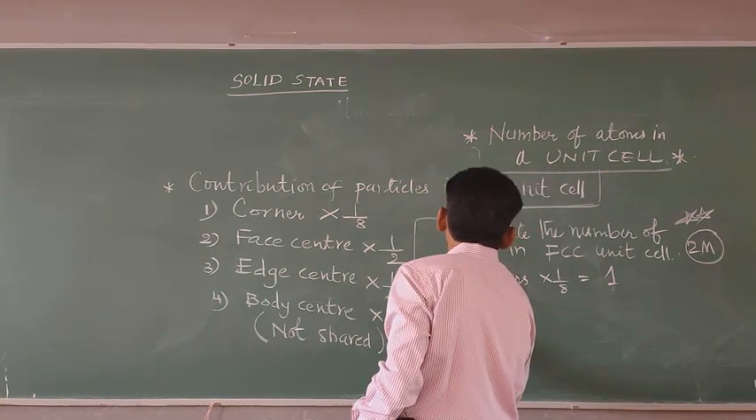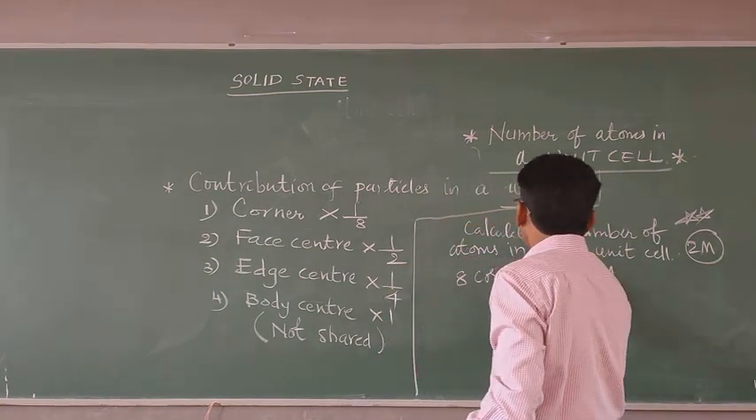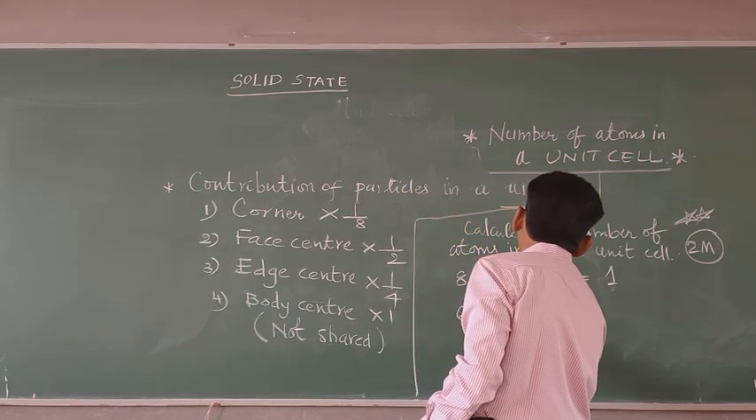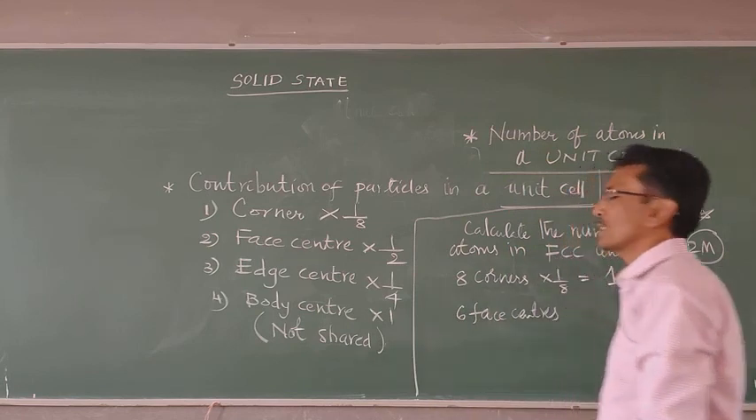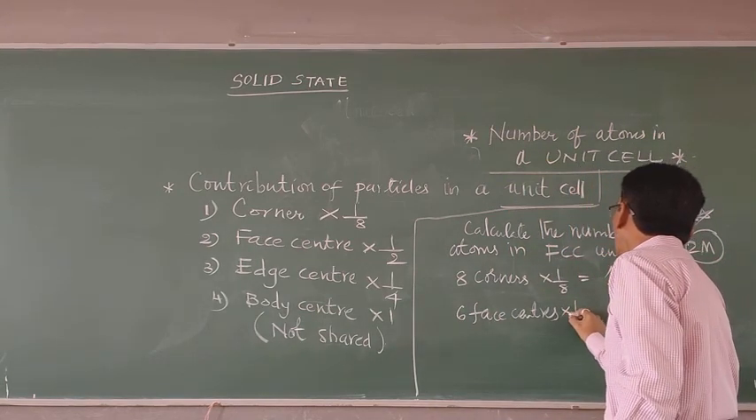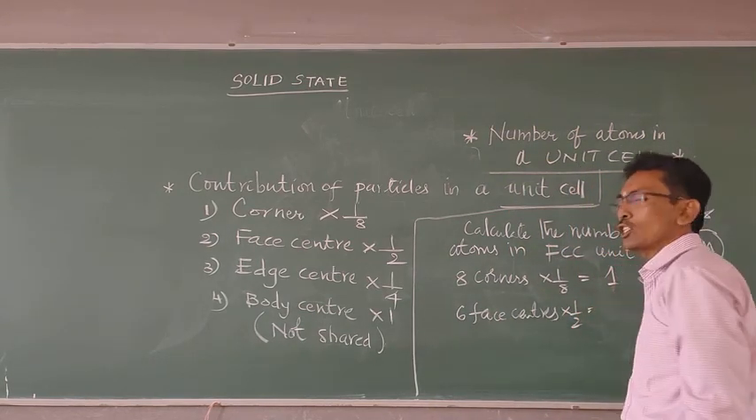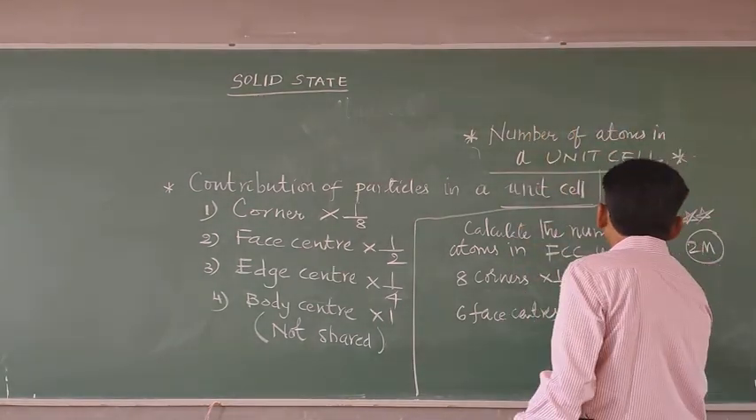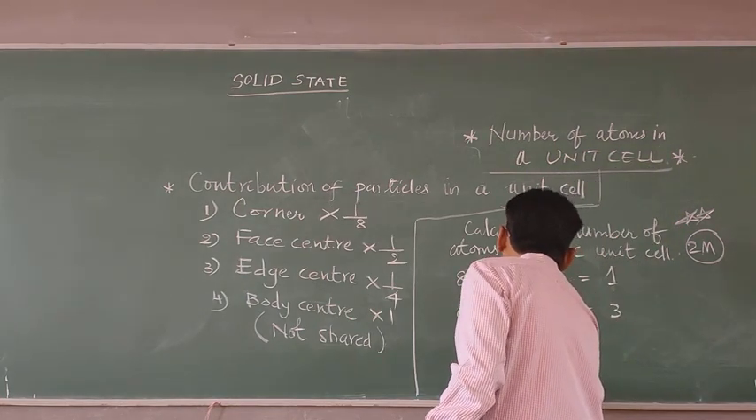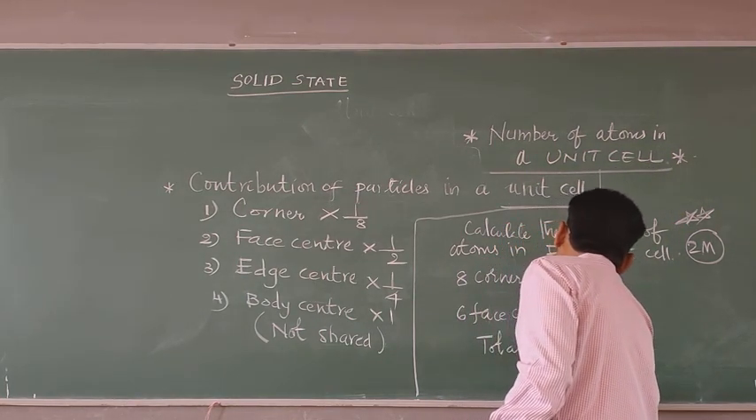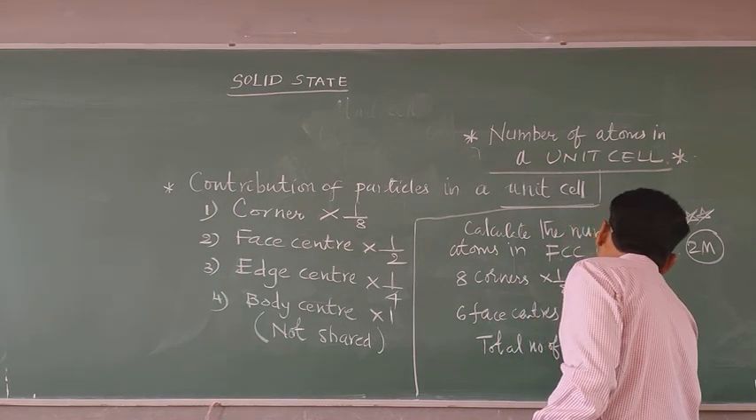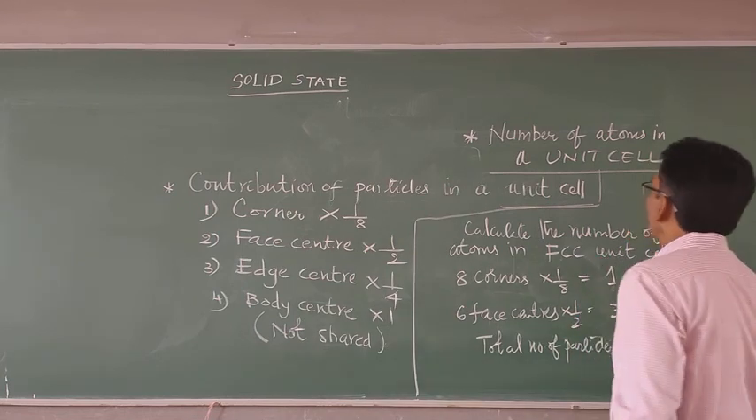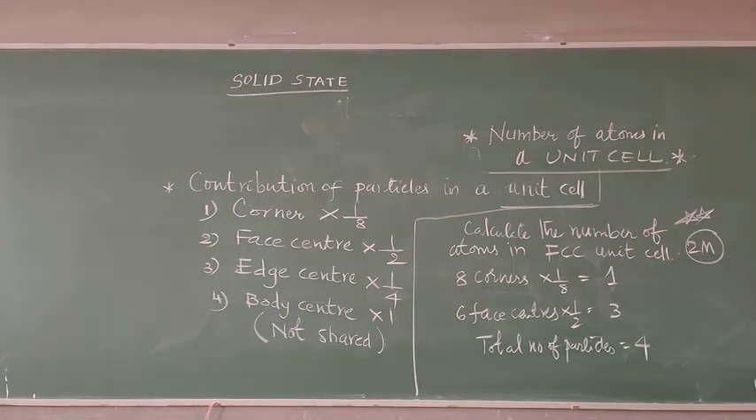Next, what is FCC face center? 6 face centers. The particles at 6 face centers are shared by 2 unit cells. Each face center only half. 6 halves we have, 6 halves is 3. Now, total number of particles. Your answer is 4.